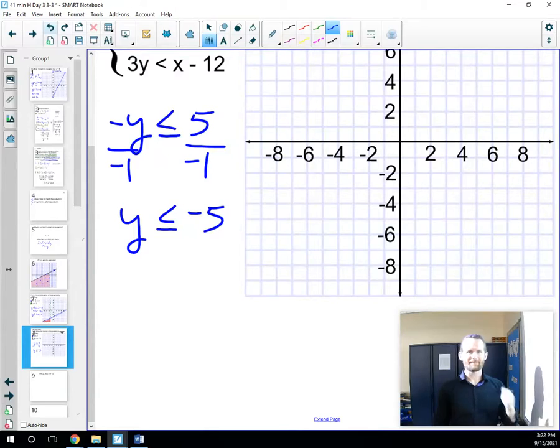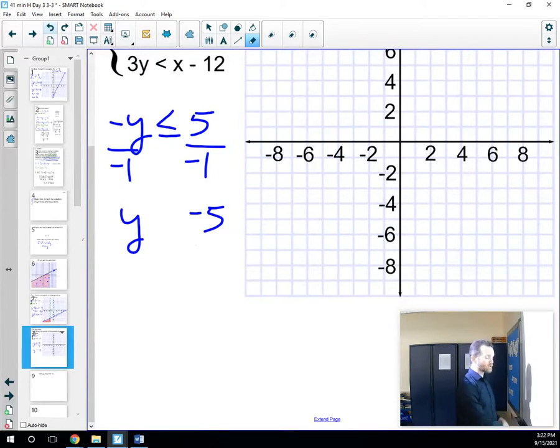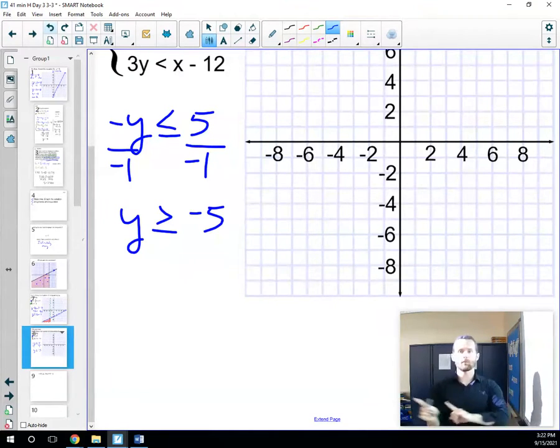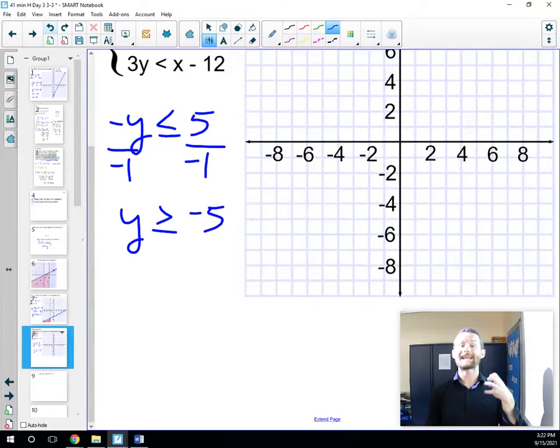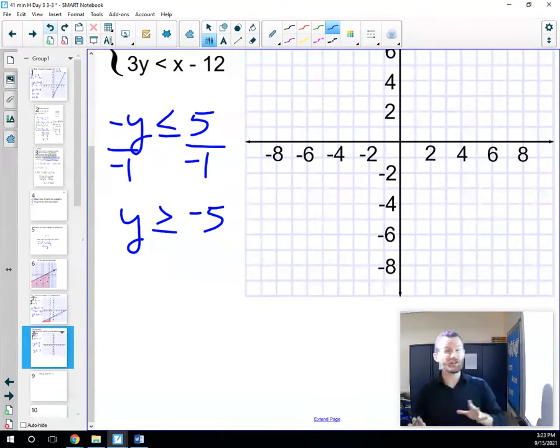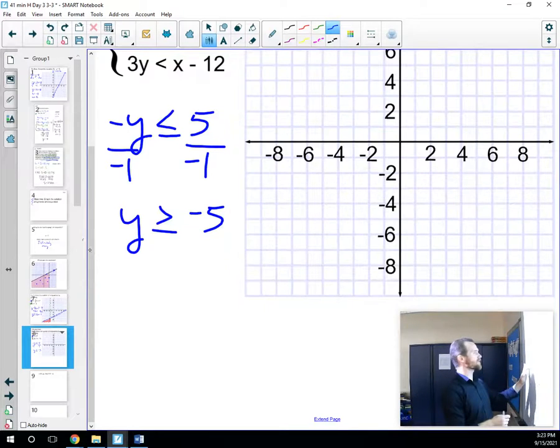No. I made a mistake here. And this time I actually meant to do it. A lot of students forget to do this, but we need to change this inequality symbol. Anytime we divide or multiply both sides of an inequality by a negative number, -1, -7, whatever it is, you have to change it from a less than to a greater than, or vice versa. Essentially, you change the direction of the inequality symbol. It's very easy to forget that. Hopefully that sounds familiar though.